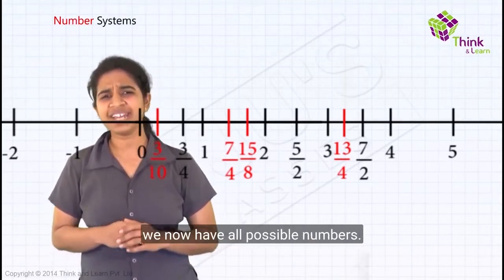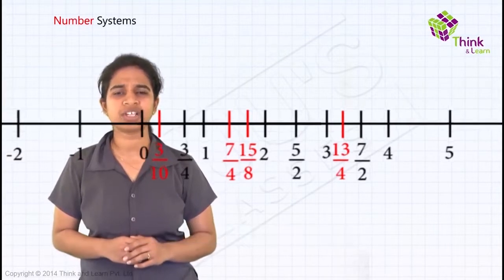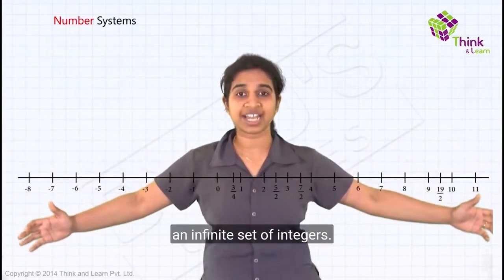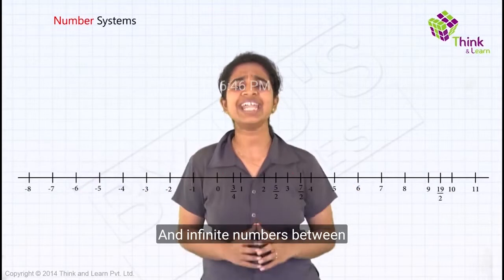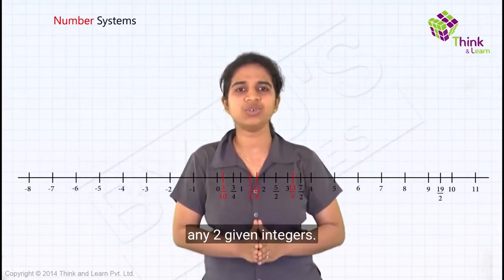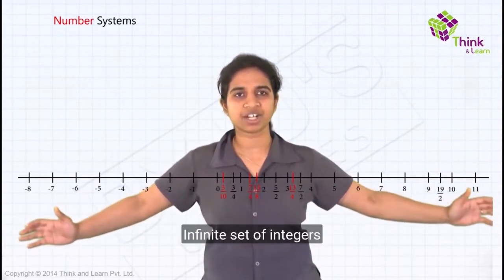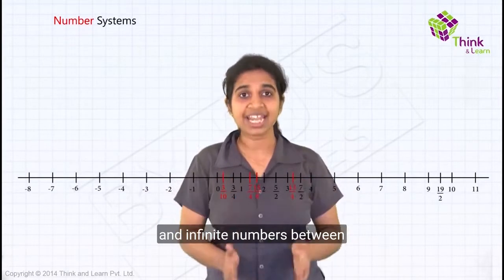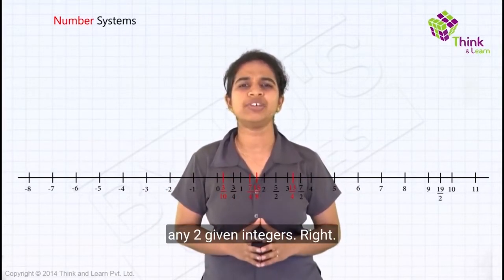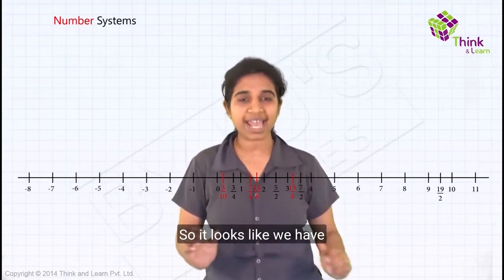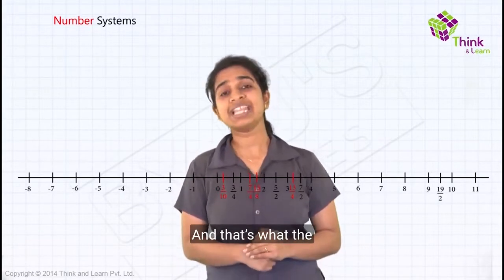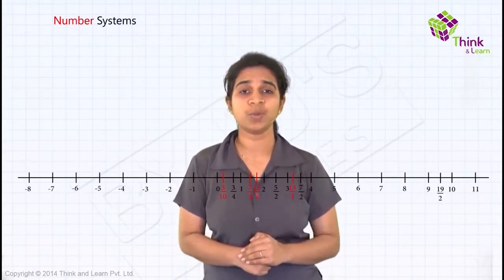So it looks like we now have all possible numbers. There is an infinite set of integers and infinite numbers between any 2 given integers. So it looks like we have all possible numbers, and that's what the ancient Greeks thought too.